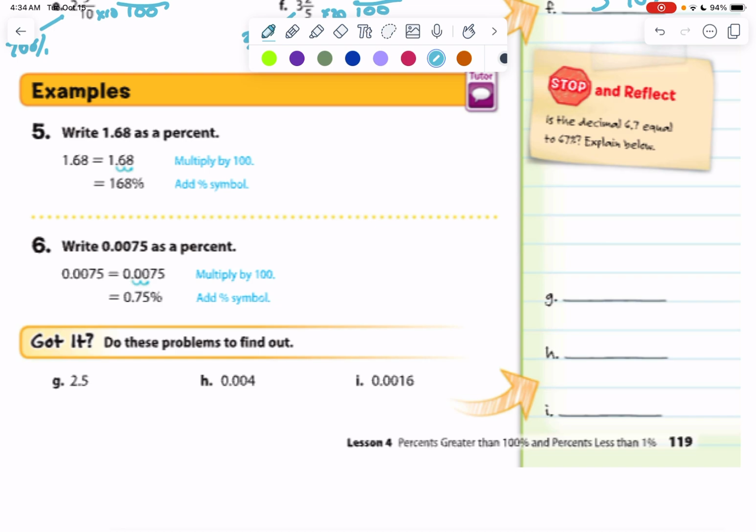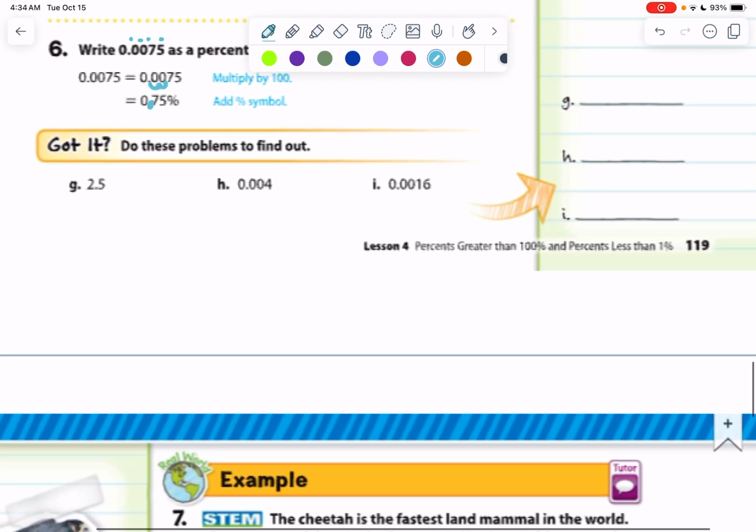Example, write 1.68 as a percent. Just move the decimal, folks. 168%. Write 0.0075, or tenths, hundredths, thousandths, 75 10,000ths, as a percent. Move the decimal. Yes, that means there's a decimal in your percent. Don't be afraid of that. It happens. Do these problems to find out. They mean convert to percent. Okay? Move the decimal.